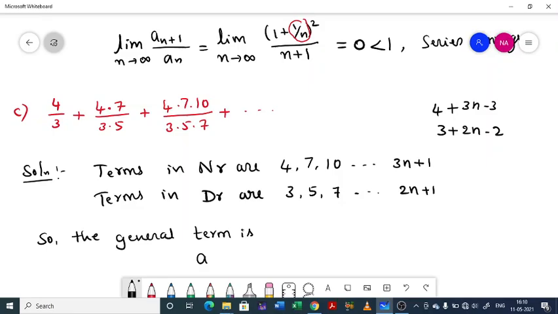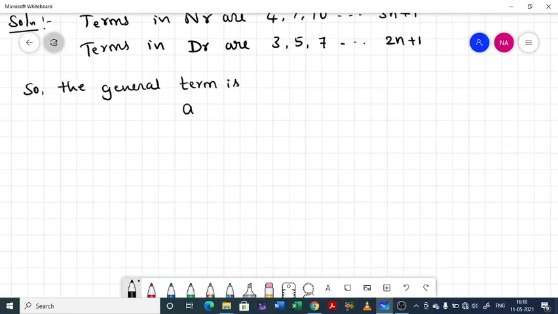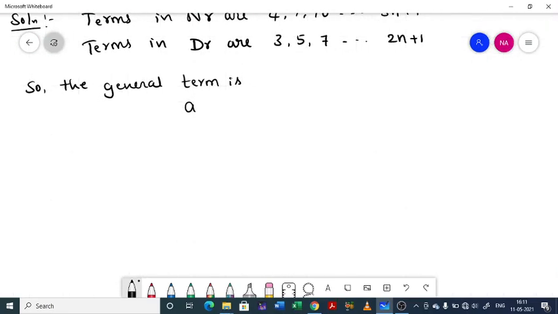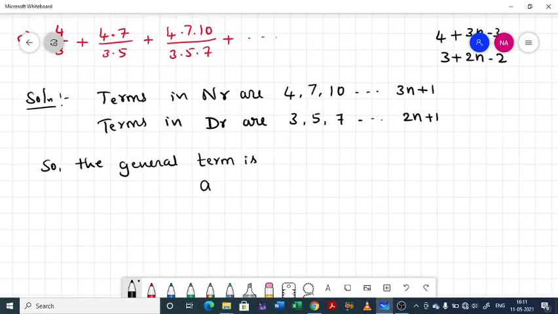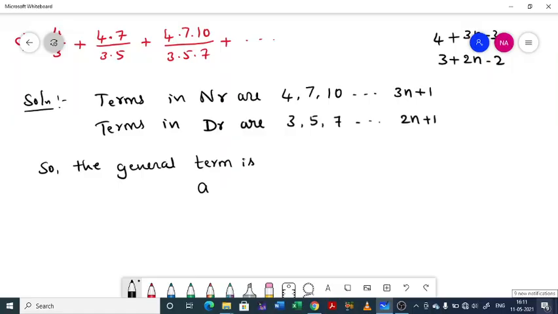an equal to 4 into 7 into 10 and so on, 3n plus 1 divided by 3 into 5 into 7 and so on, 2n plus 1.